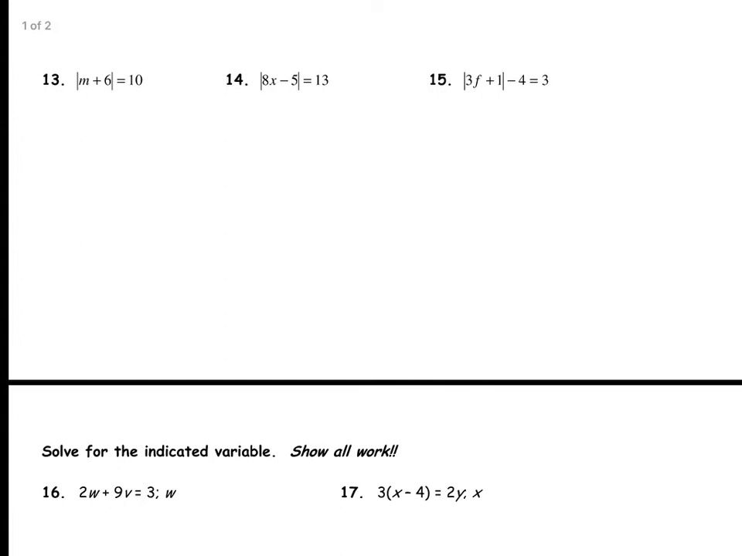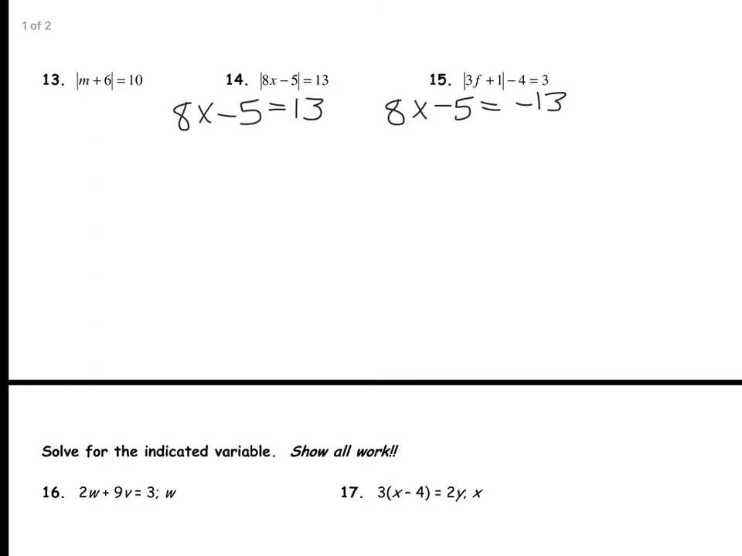On number 14, I can see that we have an absolute value, and knowing that this is the absolute value, I know that I'm going to have two answers. So I'm going to start by writing out 8x minus 5 is equal to 13. That'll be my positive answer. Now to get my negative answer, I'm going to have 8x minus 5 is equal to negative 13. Then I'm going to solve one at a time.